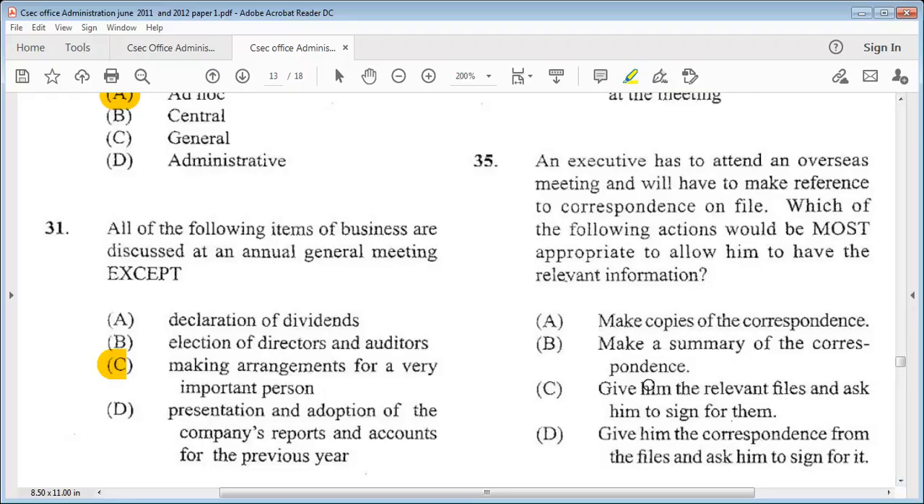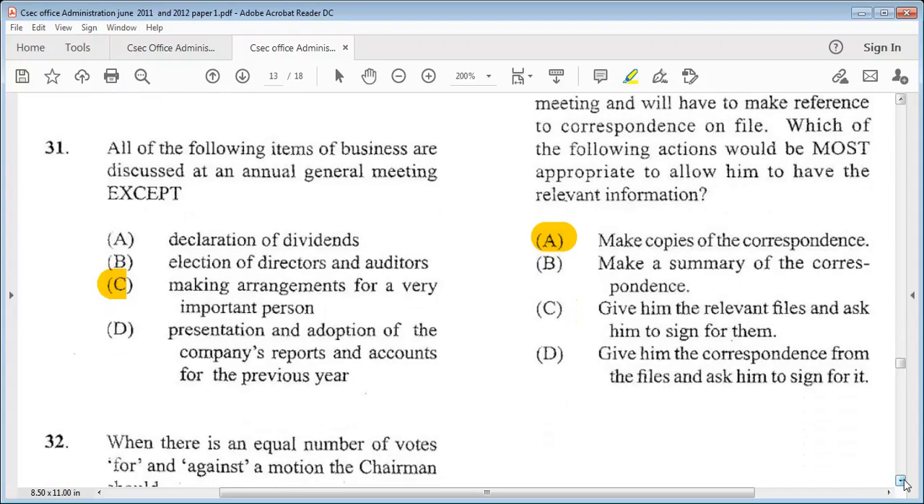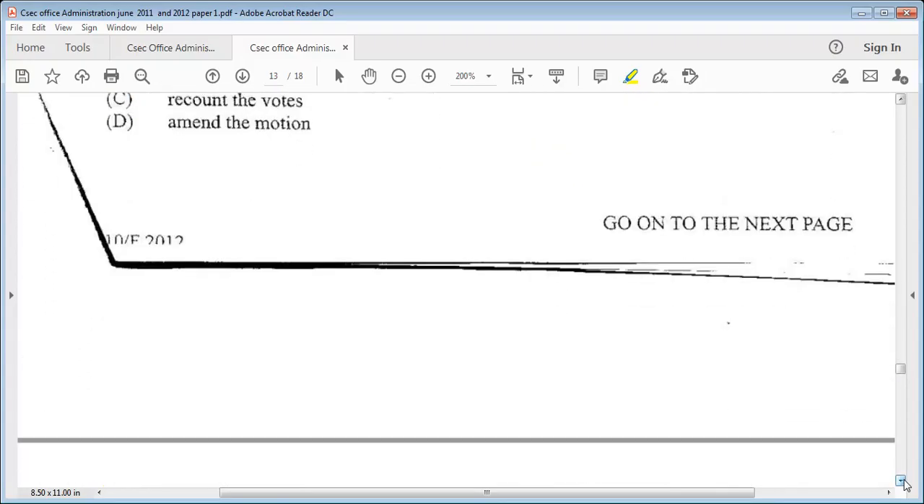Our answer would be A. Make copies of the correspondence. Let's go on to number 36.